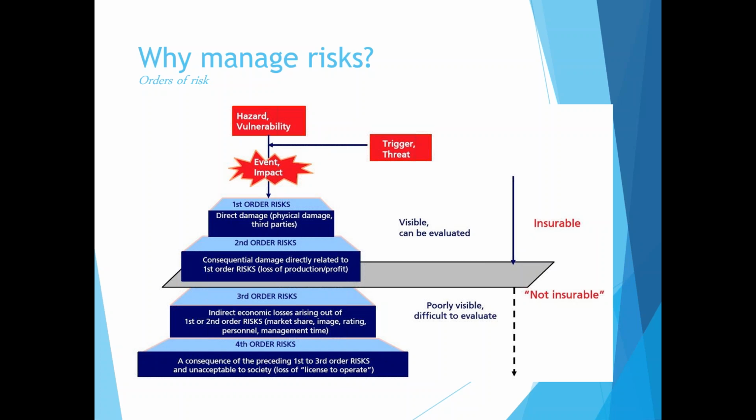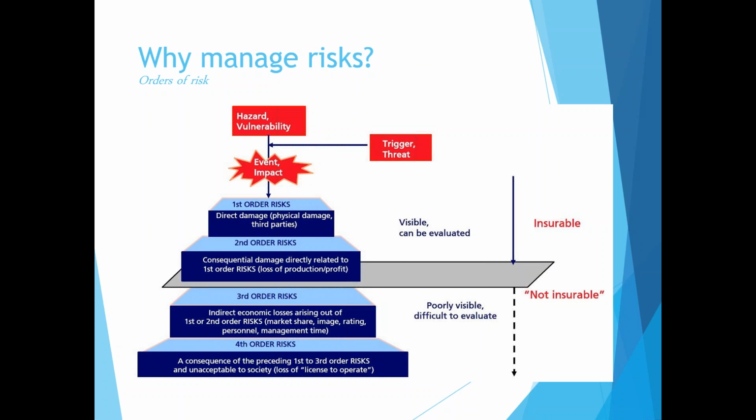Now, these first and second order risks are visible, they can be evaluated, and they can be insured. So there's a way of transferring this risk to another party. However, if you think further, there are higher order risks. If the first and second order risks are not managed properly, they can lead to third and fourth order risks.